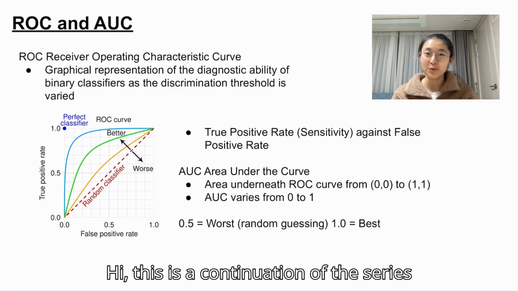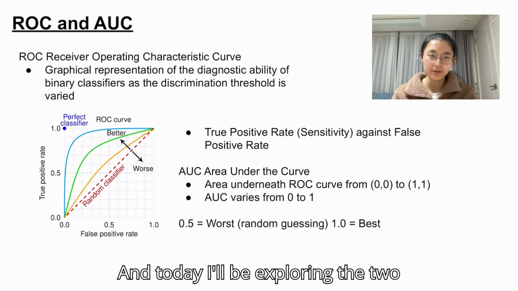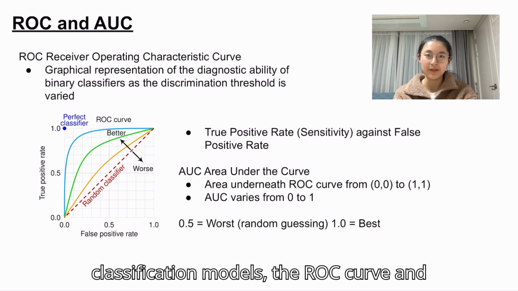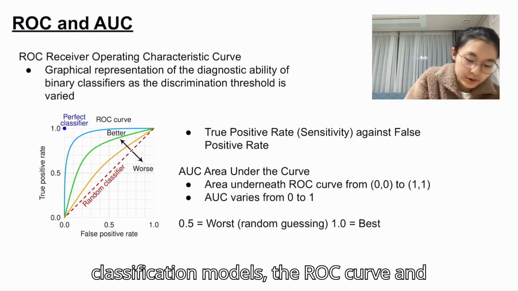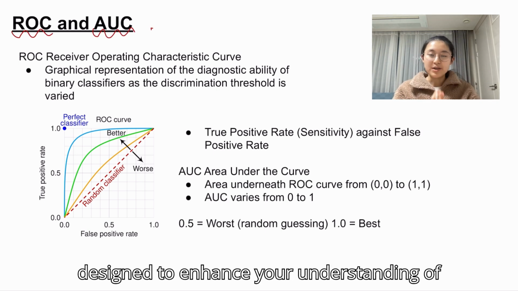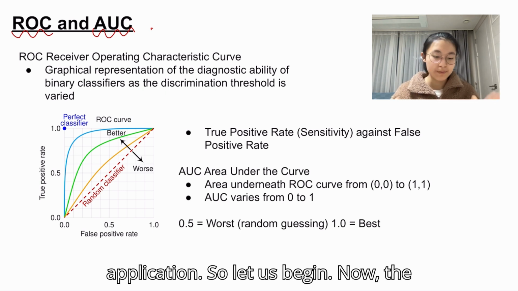Hi, this is a continuation of the series on AI medical diagnosis in healthcare, and today I'll be exploring the two fundamental statistical tools crucial for evaluating the performance of classification models, the ROC curve and the AUC metric. Now, this video is designed to enhance your understanding of these concepts and their comparative application, so let us begin.